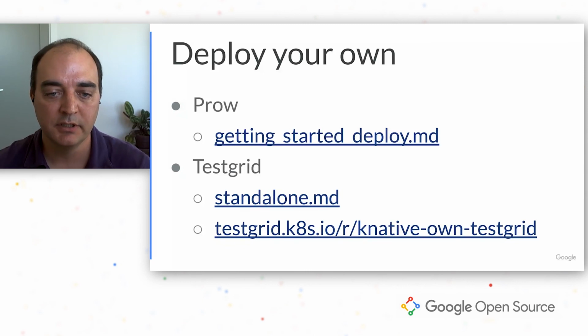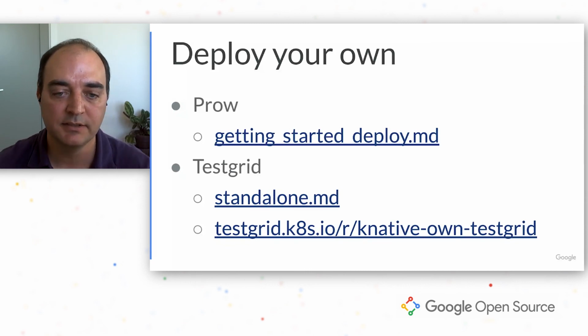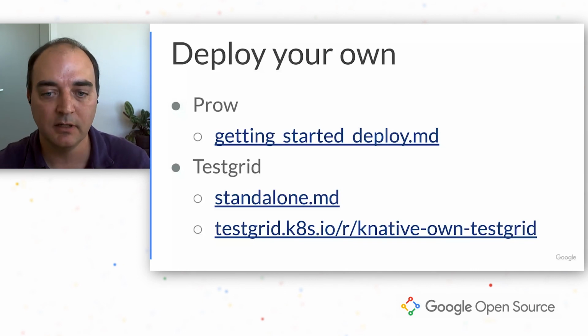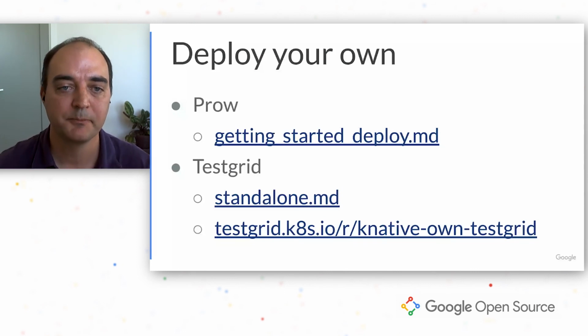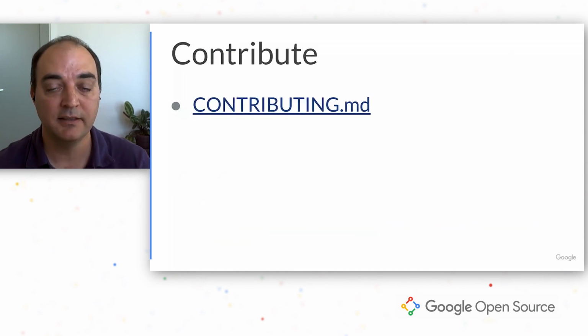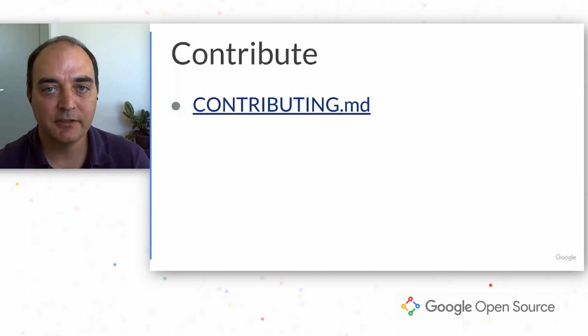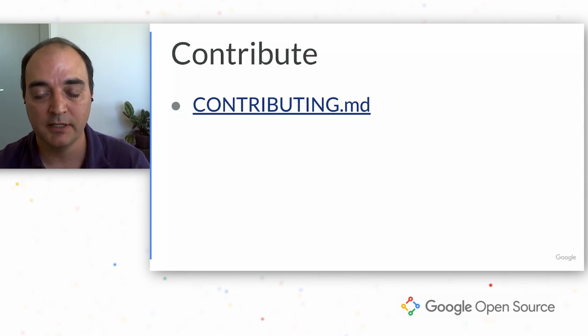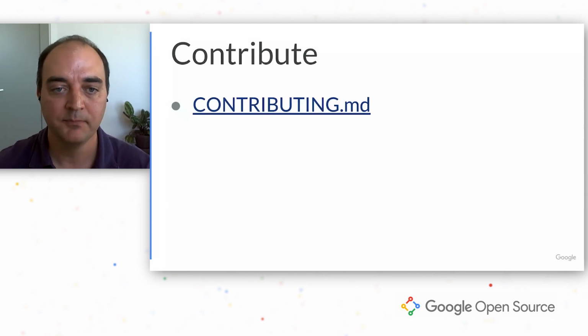If you go to this link here, testgrid.k8s.io/r/knative-own-testgrid, you can see an example of what this will look like. We also have contributing documentation if that kind of thing is interesting to you. We'd love to hear from you, so please feel free to reach out to us. You can contact us either via Slack or GitHub.